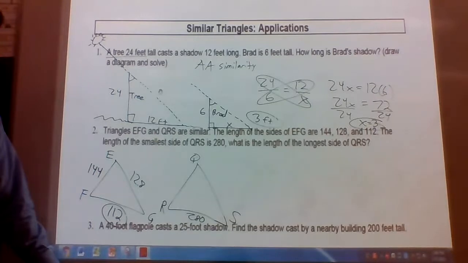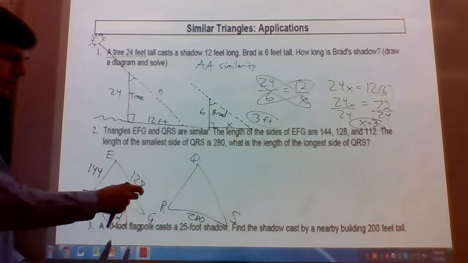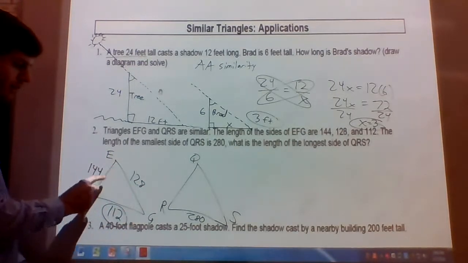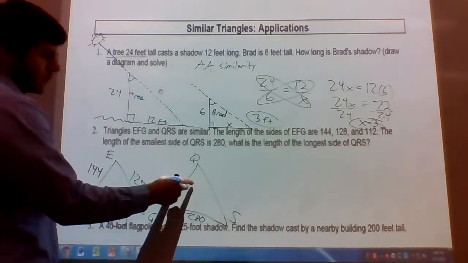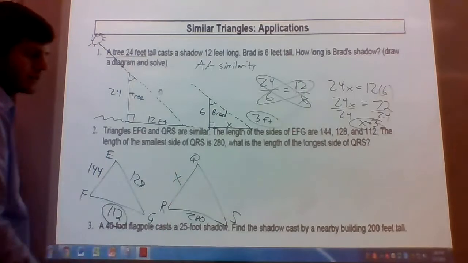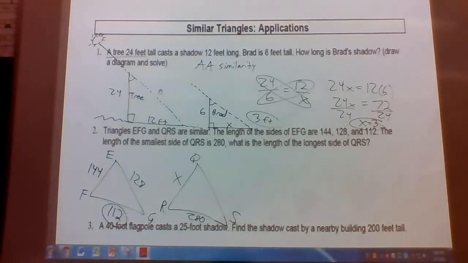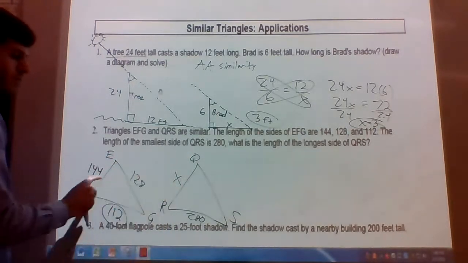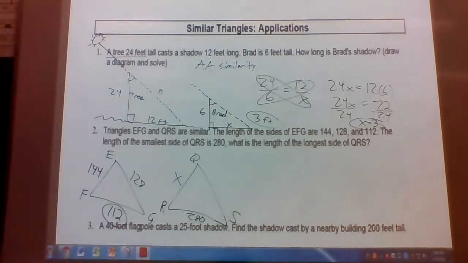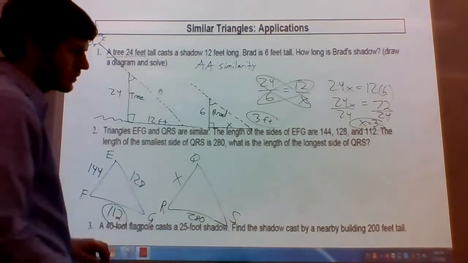So again, the longest side of QRS is also going to correspond to the longest side of EFG. So if we look at EFG, we can look for the longest side. The longest side is 144, that is EF. So the side that corresponds with the longest side of the first triangle, in the second one, is going to be QR. So we can put an X, because that's what we're trying to solve for. We're trying to find the value of the longest side, and we know the longest side has to be QR, because in the other triangle it's EF, and those are corresponding sides of similar triangles. Our triangles are similar. Now we can set up a proportion. So 144 is to X.